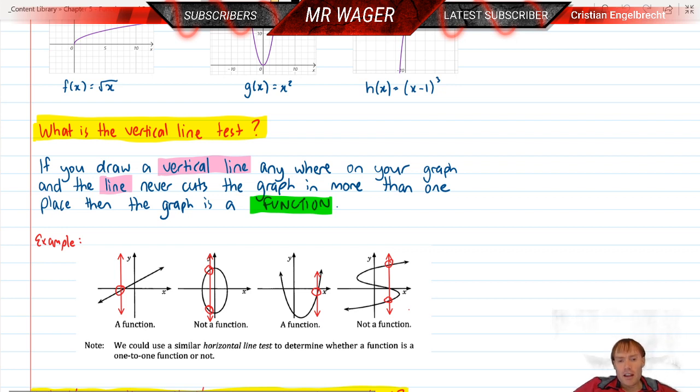This next one is a parabola. And as you can see, if I draw my vertical line anywhere that I've got the graph visible, it's only ever going to cross the graph in one spot each time. So that's a function that passes the vertical line test.